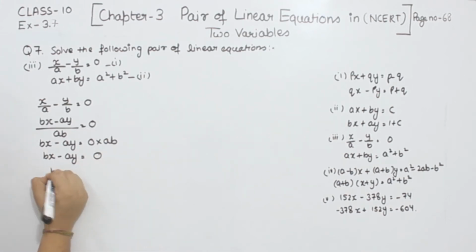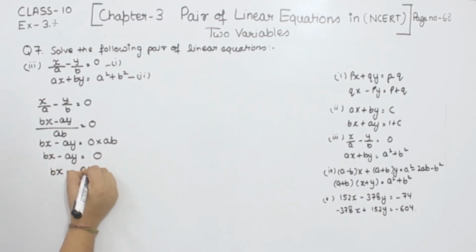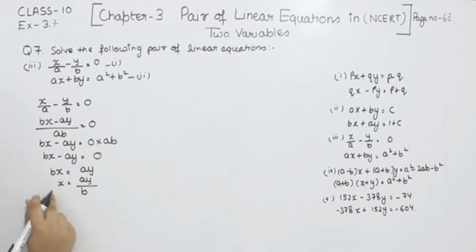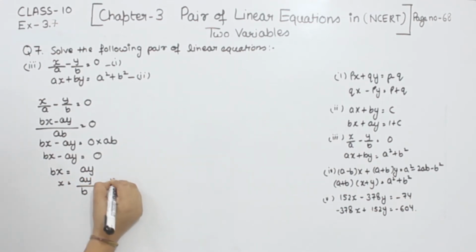Now we will transpose this one here. So we are having bx as equal to ay and x is equal to ay divided by b. So the value of x we are having as equal to ay divided by b. This one we are having is equation number 3 here. Now I am going to put this one in the equation number 2 here.